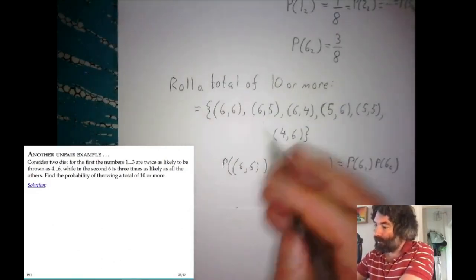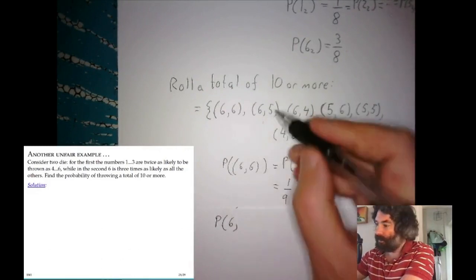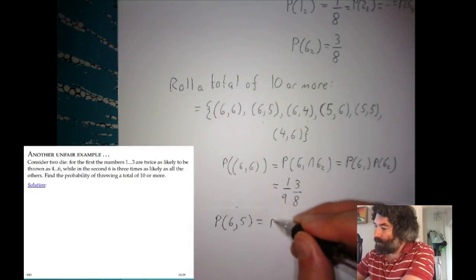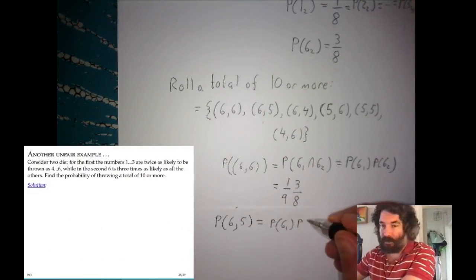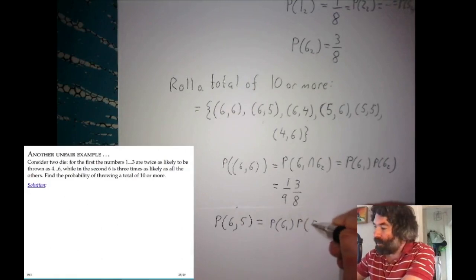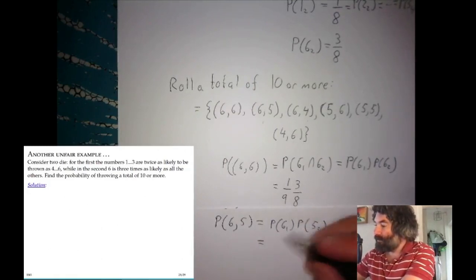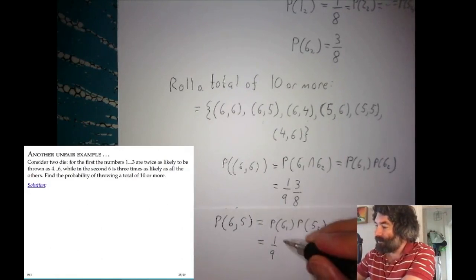So the probability that we roll 6 on the first and 5 on the second is going to be equal to the probability of 6 on the first, using our notation for these events, times the probability of 5 on the second. And the probability of 6 on the first was, again, 1/9, like in the previous one. The probability of 5 on the second was 1/8.